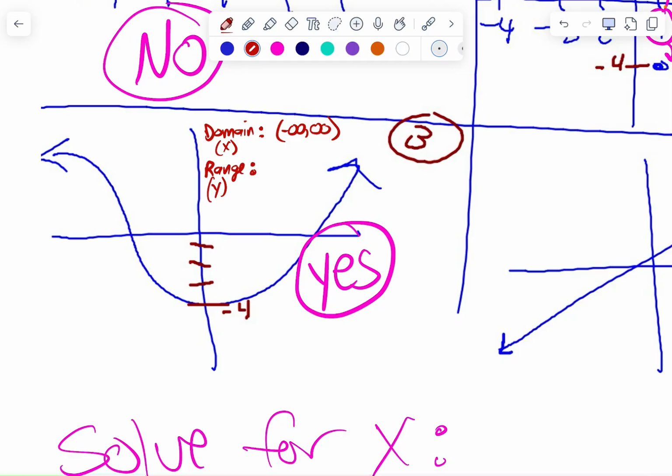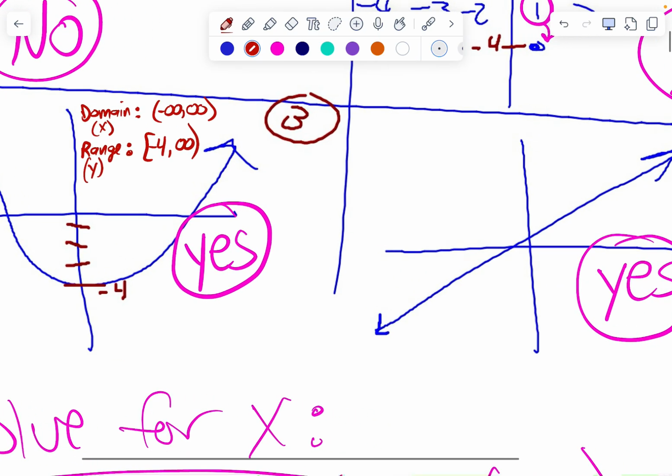So how do we write that in interval notation for our range? Is it bracket or parenthesis? It's a bracket. Yeah, it definitely goes through -4. It touches -4, if you think about it that way. So this would be bracket -4. And then where does it go? This arm of this function shows that it's going to keep going up. Yeah, so it's going to go up to infinity. So the y values that it spits out are going to be somewhere in the range of -4 to infinity.